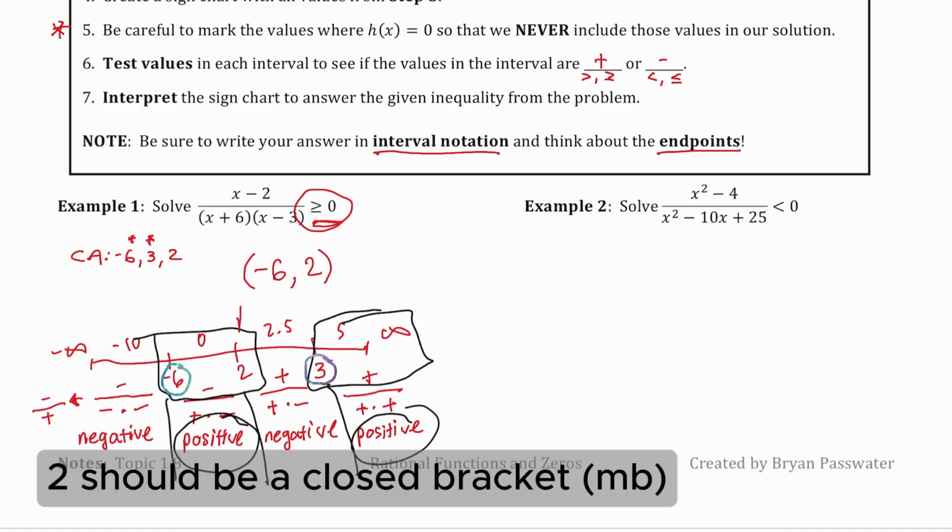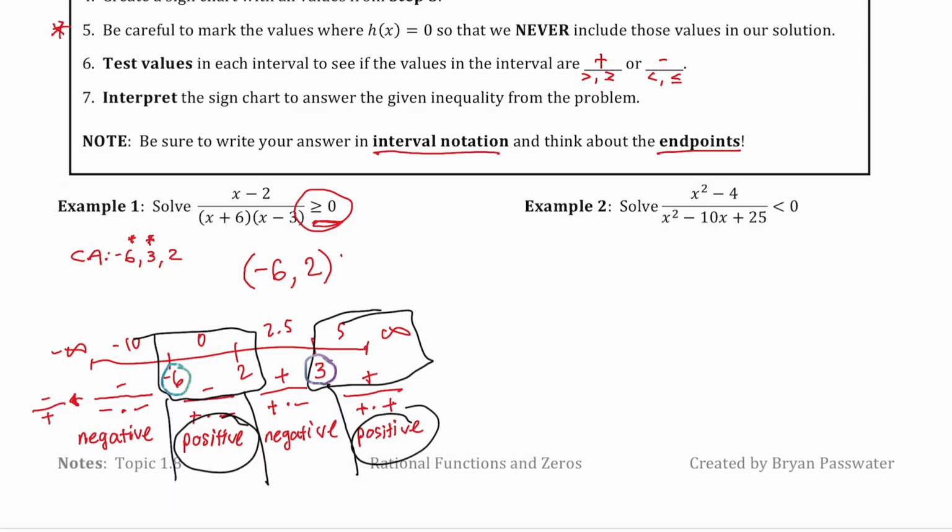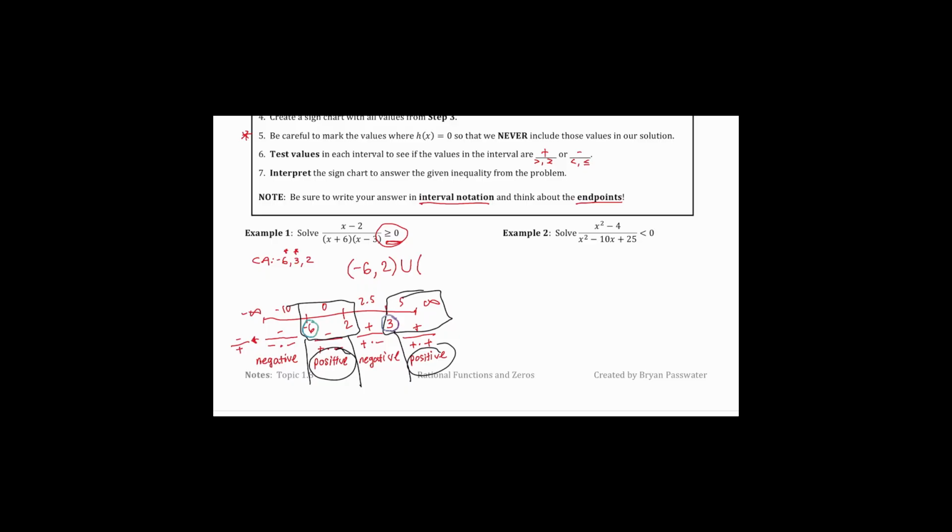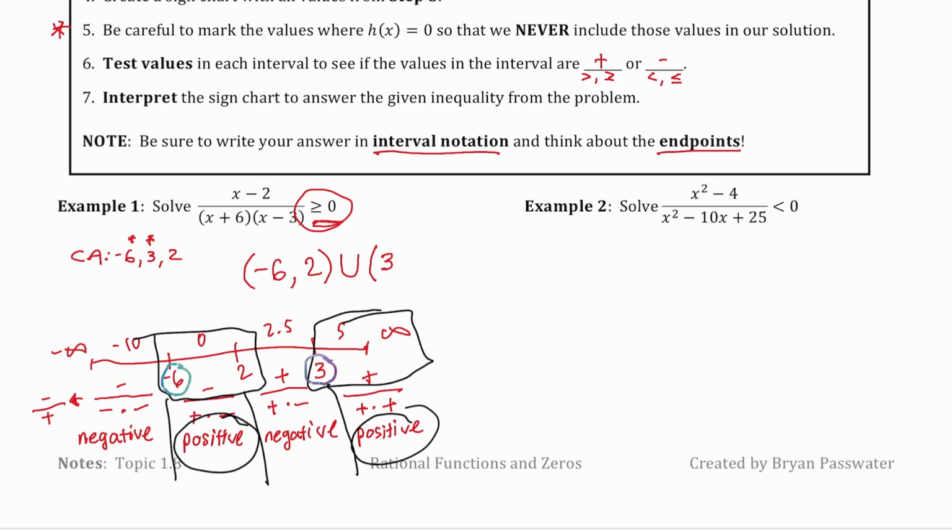We can see with this interval right here, I honestly don't even know what that means, but we put it. We do it. 3, don't include 3. That's also a vertical asymptote, because those are the zeros in the denominator. Never want to include those values. And then that goes to infinity right here, positive infinity. So positive infinity, and we never include infinity, so that's an open bracket.